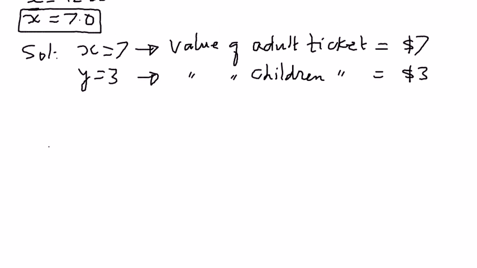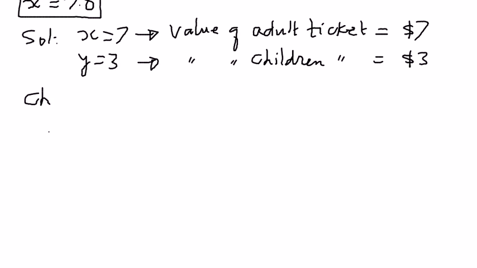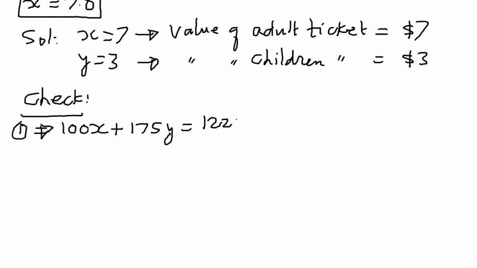Now we can use this information to check our work. Let us say we want to check whether this satisfies the original equation given to us. We have formulated the original equation as follows. The first equation we have formulated was 100x plus 175y is equal to 1225. That is, we sold 100 adult tickets and 175 children's tickets, and the total collection for the first day was $1,225. And if one adult ticket costs $7 and the children's ticket costs $3, will that satisfy this equation?